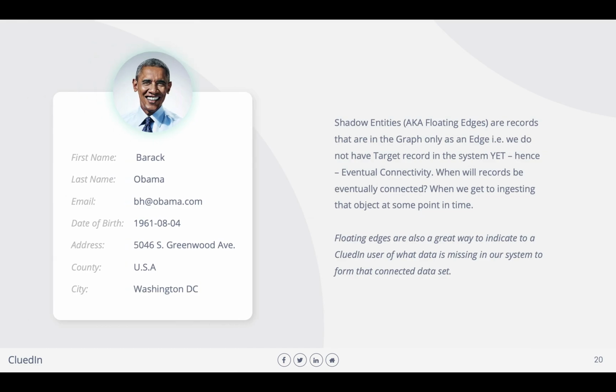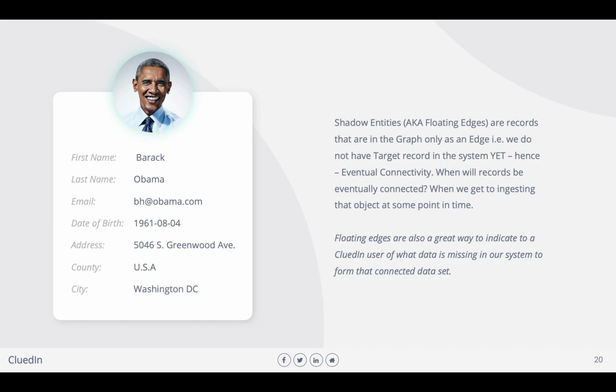So where does the name Eventual Connectivity come from? Kind of very similar in nature to the eventual consistency of the database world. It's this idea that eventually at some point in time, we will be able to find a link between records. Until that point, we construct what are called shadow entities, or also known as floating edges. Now, these are records that get constructed off edges.